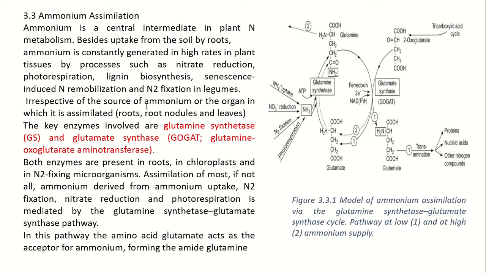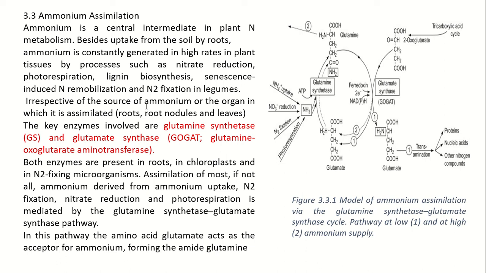So the key enzymes, as I said previously, are two: one is glutamine synthetase, another is glutamate synthase, also called GOGAT. Remember this full form: glutamine oxoglutarate amino transferase. Both enzymes are present in the roots, in the chloroplast, and you will also find them in nitrogen-fixing microorganisms.